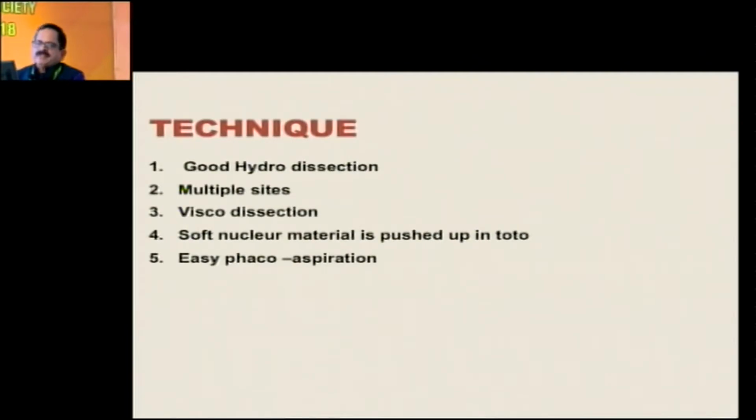So how to manage this? The technique is very simple. You have to do a good hydrosection from multiple sides. And visco, as we know, is a very important tool in our ophthalmic practice. We can do a visco dissection in this case. The soft nucleus material is pushed up into the anterior chamber. You can easily aspirate it with the phaco. Then everything will become very, very easy.